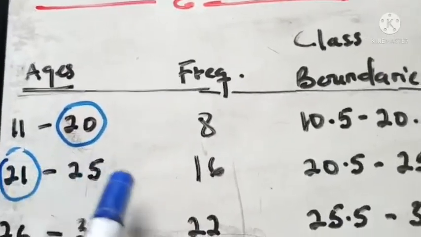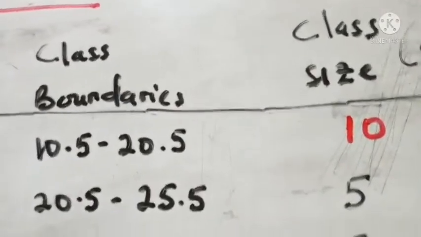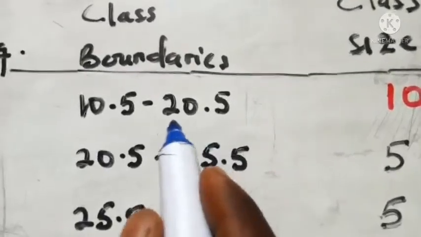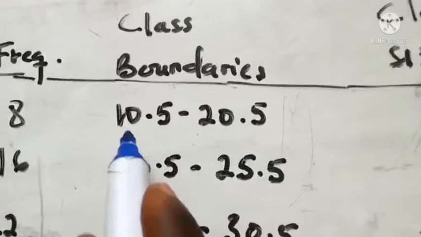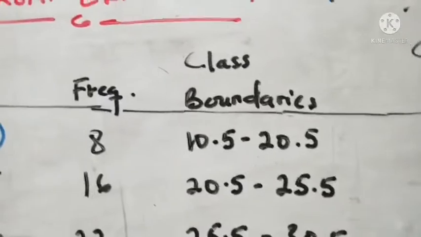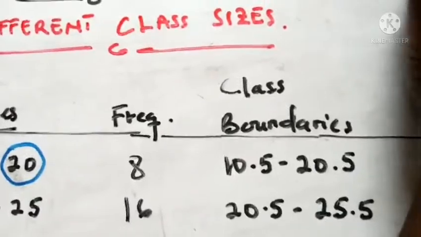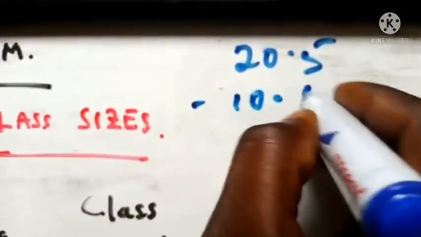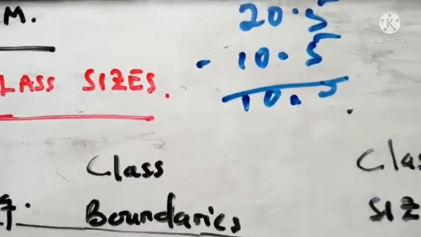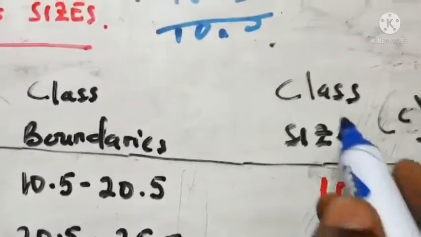So from 20 to that, you can see that is 10, right? The class size will give 10. So how do you get a class size? You get a class size by subtracting the class boundaries. Subtract that from that, which will give you 20.5 minus 10.5. That will be 10. Can you see? The difference between the class boundaries is 10, right? That is how I got 10 here. This is how we find the class size.